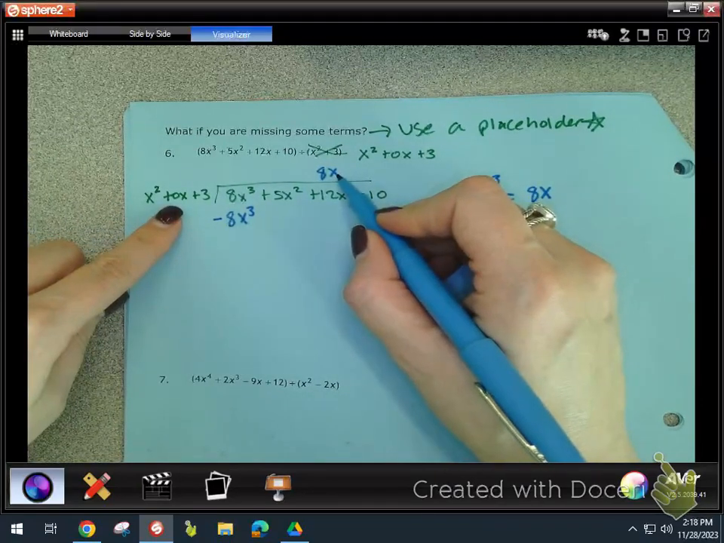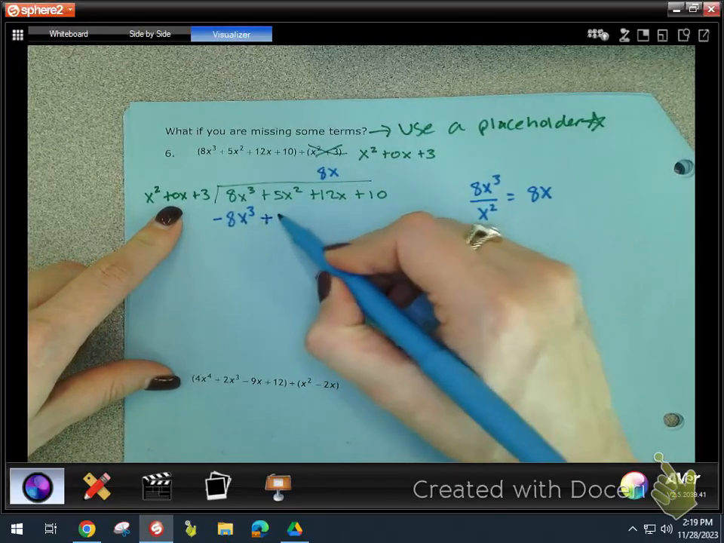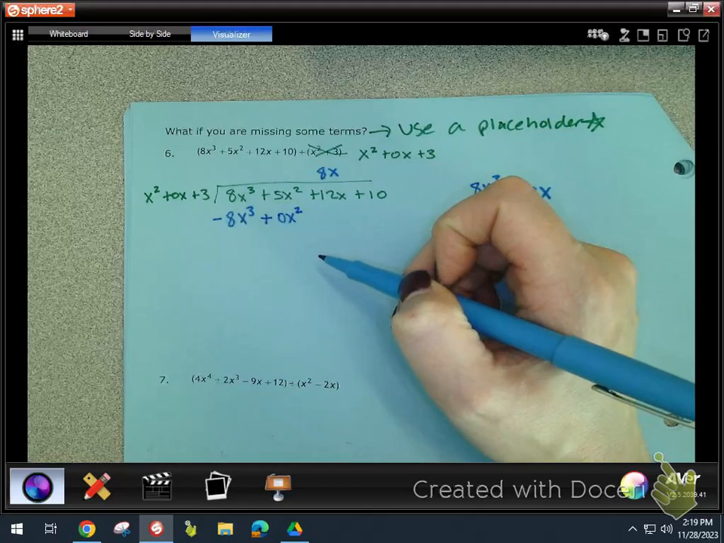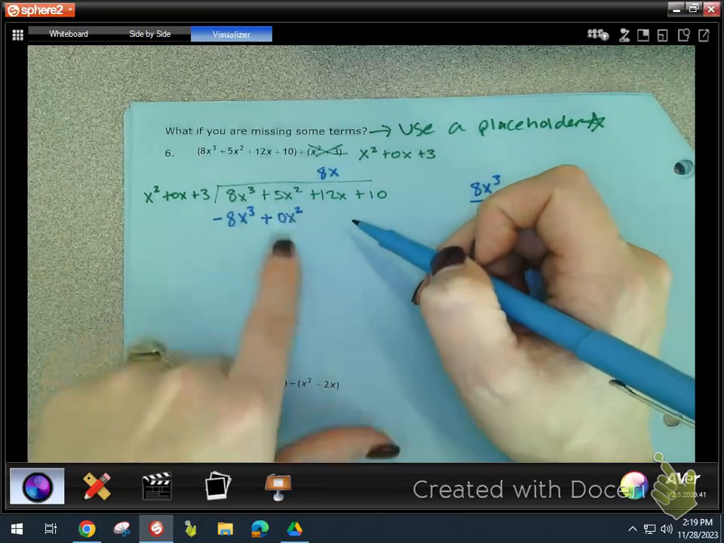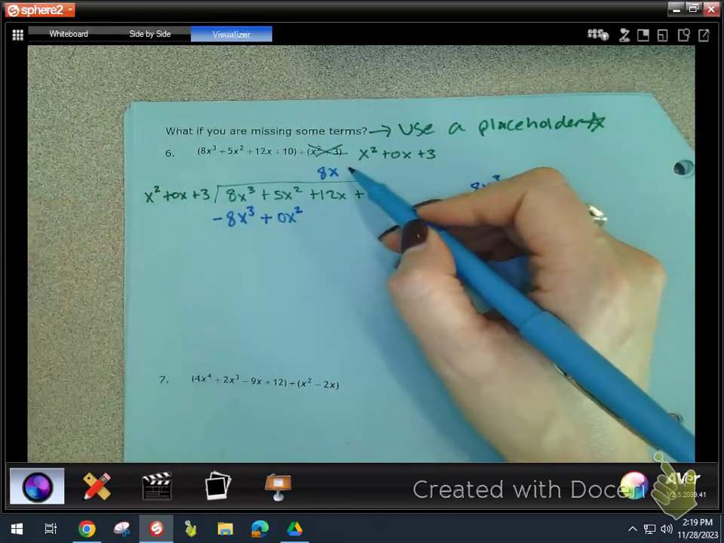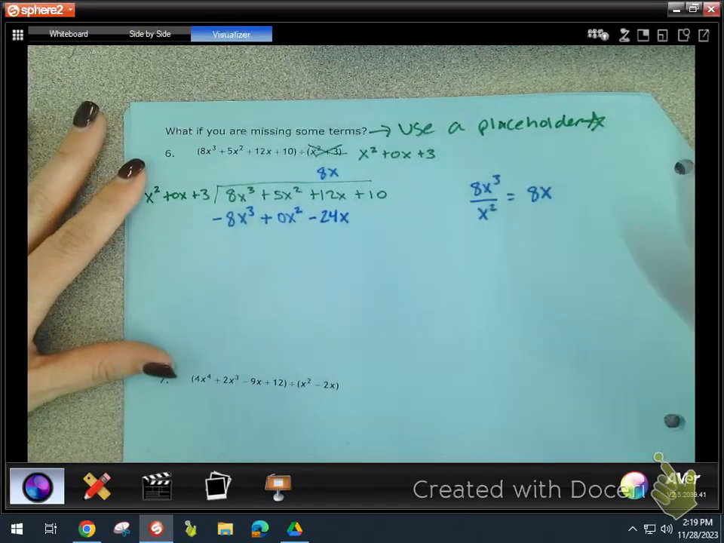Anything times 0 is going to be 0. And you don't really need to worry about the sign. But I like to put the x squared just to keep everything lined up. But it is just a 0 right there. Okay? But it at least keeps a term so I know what I'm adding. And then 8x times 3 is positive 24x, right? Negative 24x.